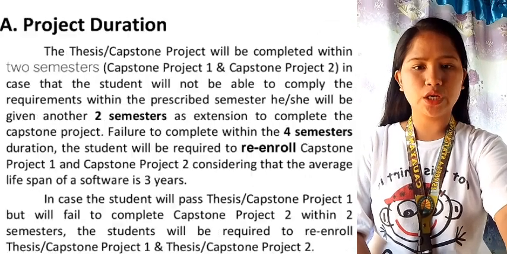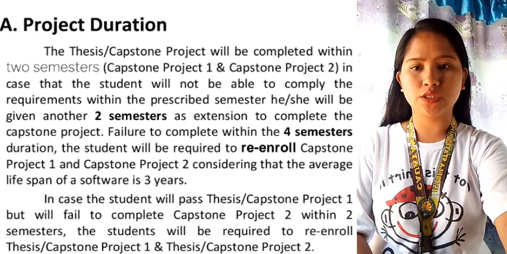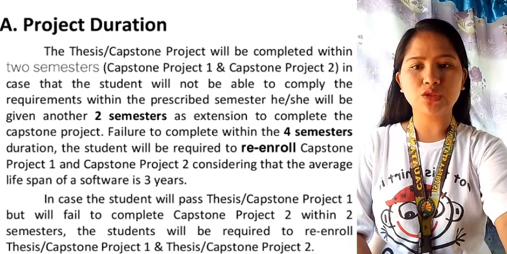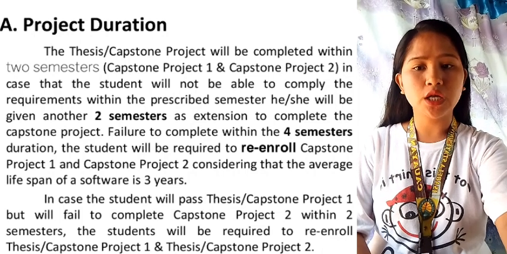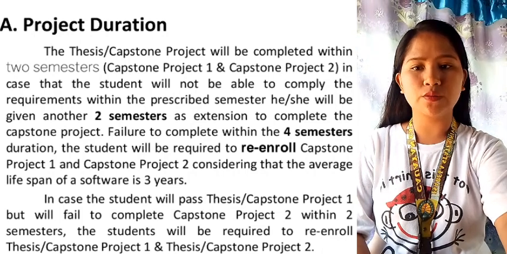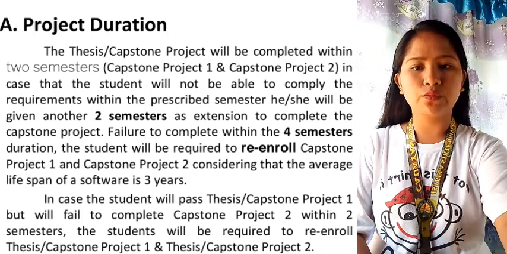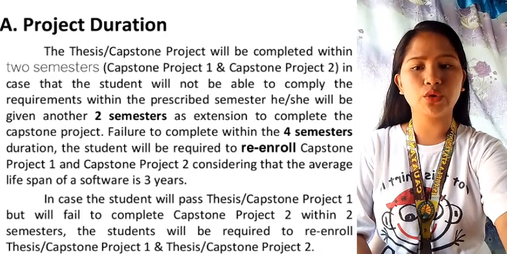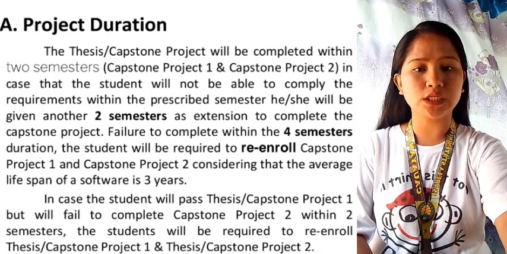A. Project duration. The thesis or capstone project will be completed within 2 semesters, Capstone Project 1 and Capstone Project 2. In case that the student will not be able to comply the requirements within the prescribed semester, he or she will be given another 2 semesters as extension to complete the capstone project. Failure to complete within the 4 semester duration, the student will be required to re-enroll Capstone Project 1 and Capstone Project 2, considering that the average lifespan of a software is 3 years.